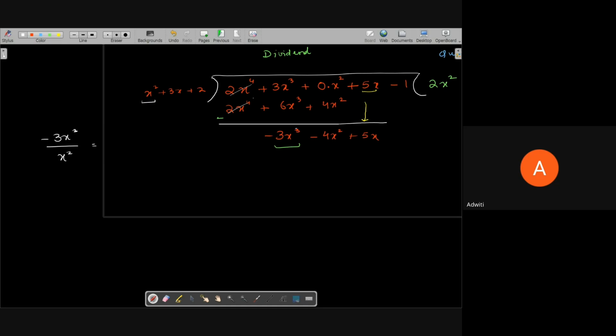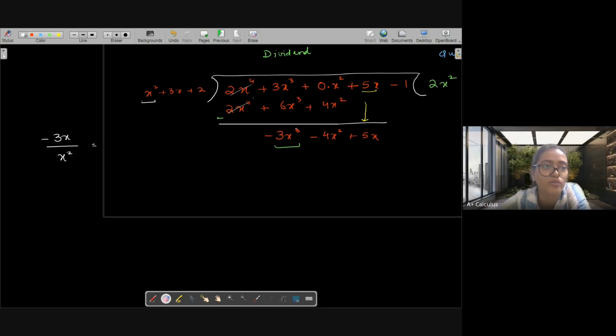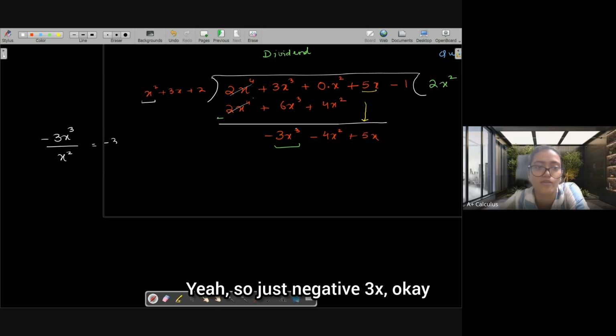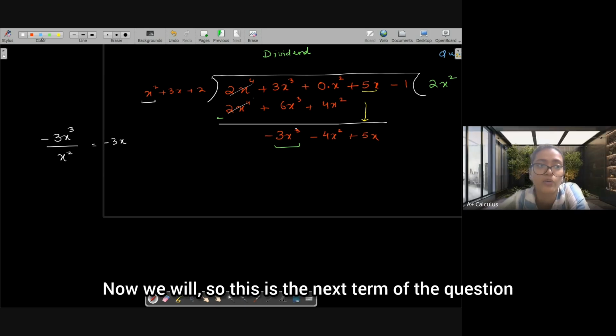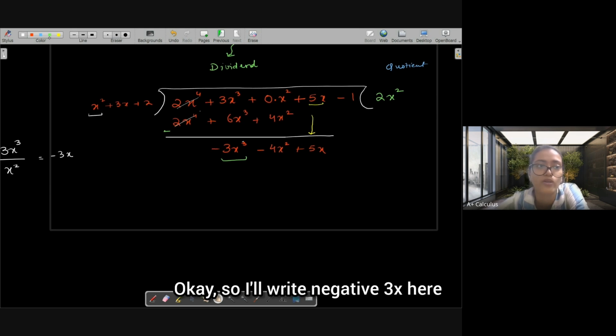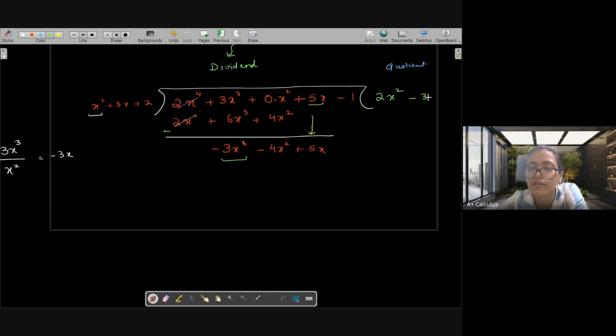Isn't it 2 minus 2? Wait, is that a 3? Yeah, sorry, this is a cube. Negative 3x to the power of 1, or just x. So just negative 3x. Now, this is the next term of the quotient. So I'll write negative 3x here.